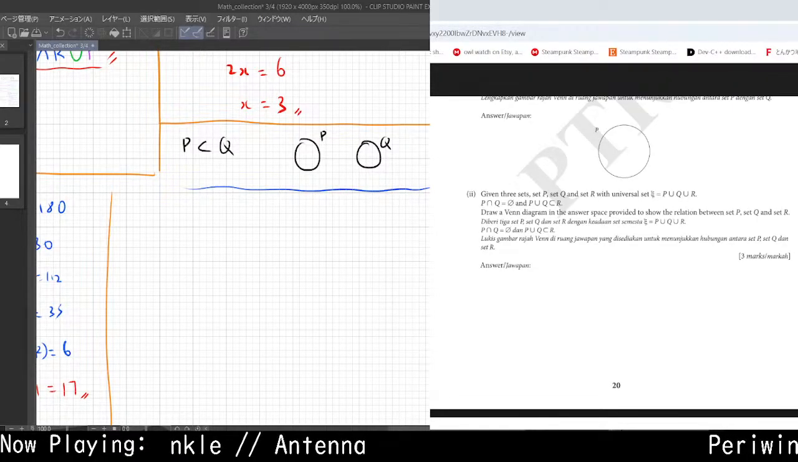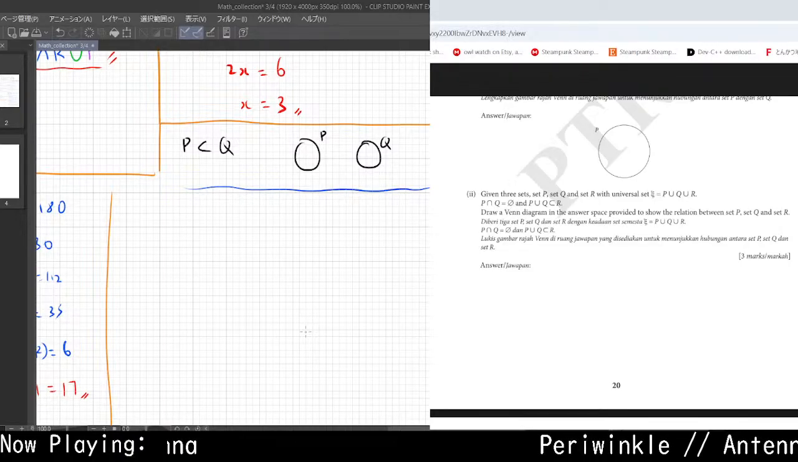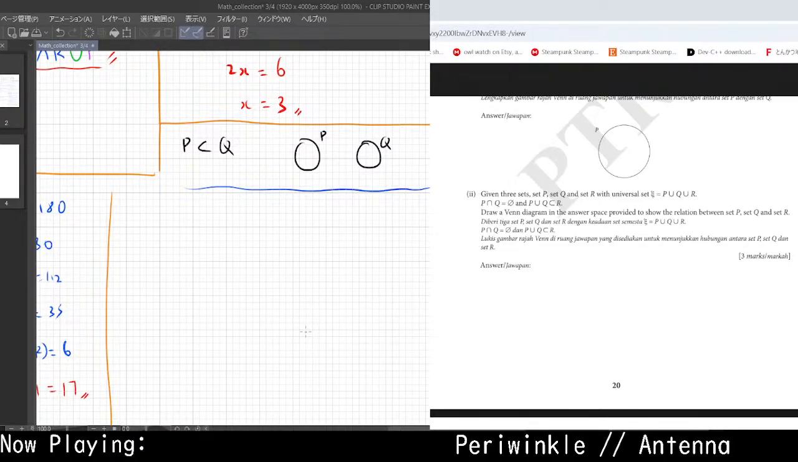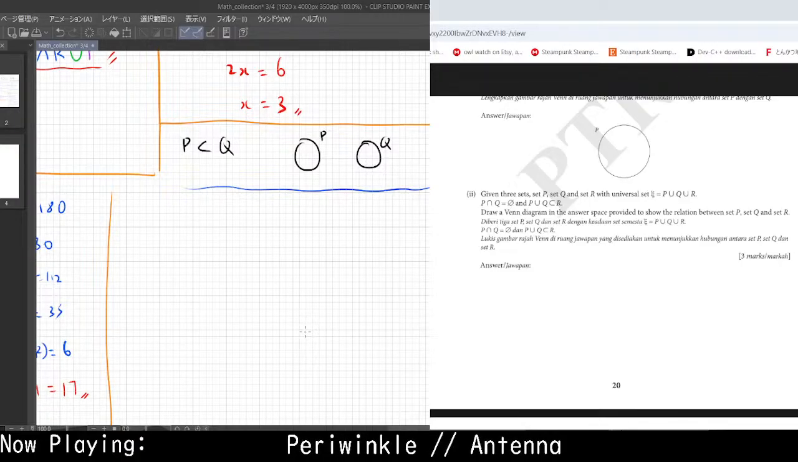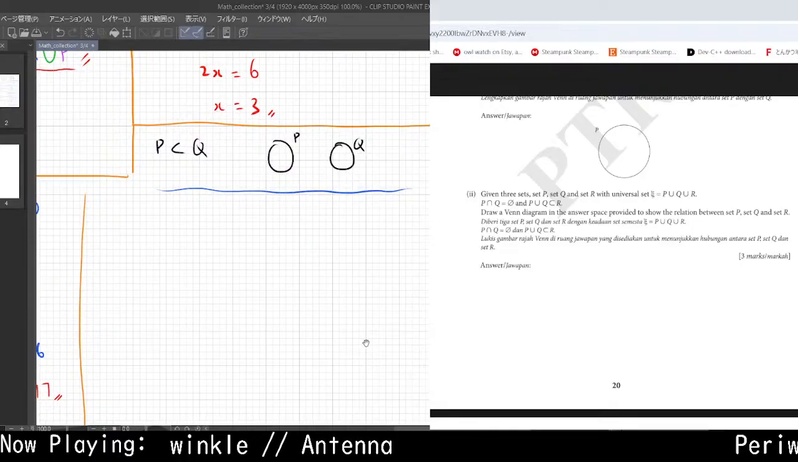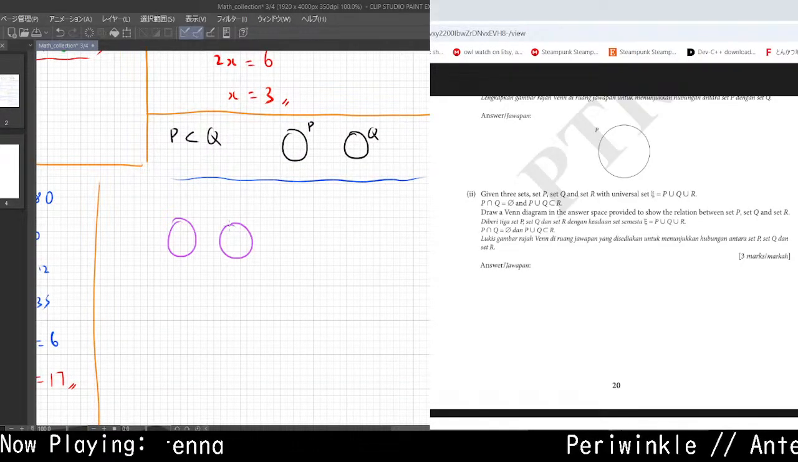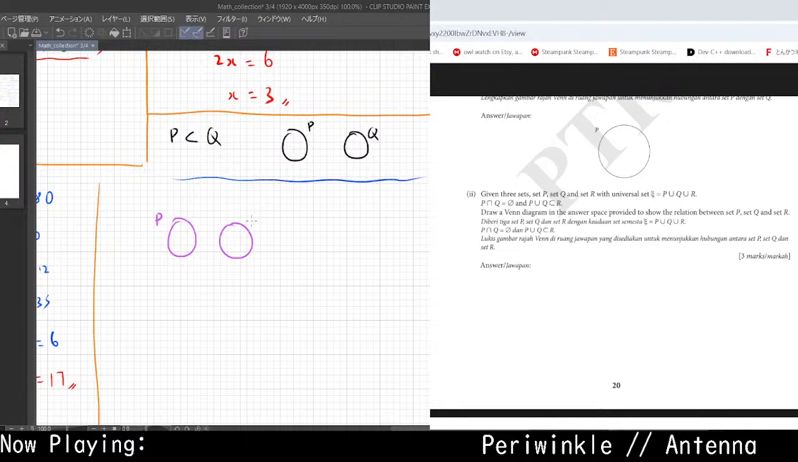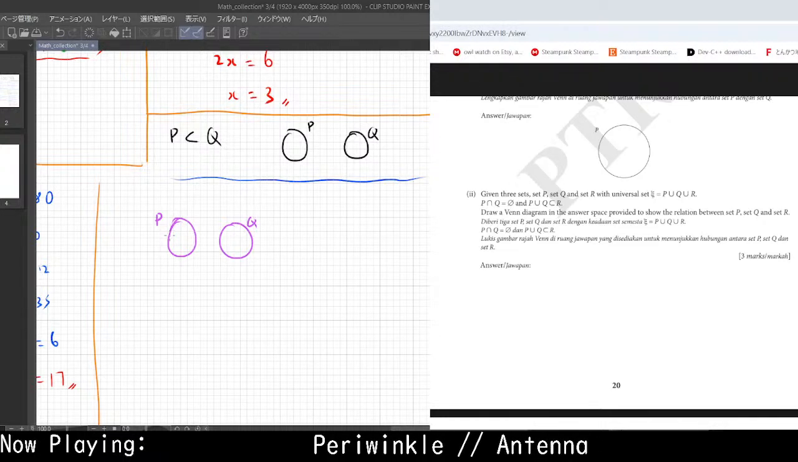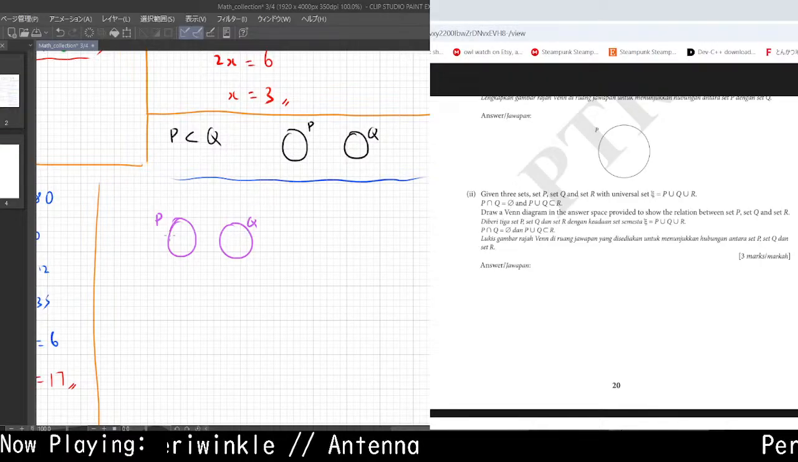Your P and your Q have no overlap. So you can draw one single P and one single Q over here. They have no overlap. Their overlap is an empty set, which means you can't find any common element, that's why there's nothing inside it.